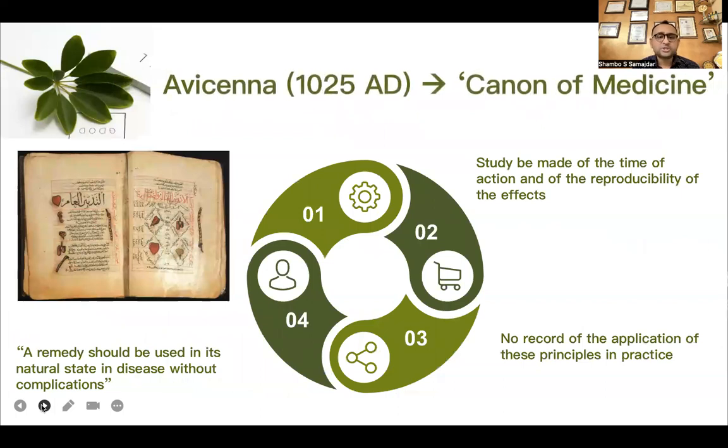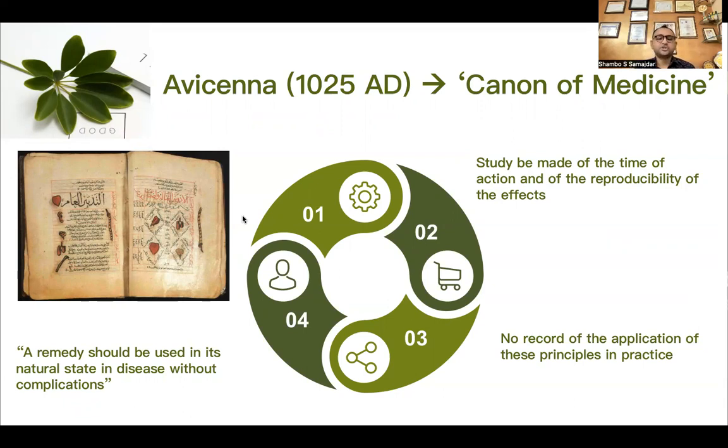Another important piece of history is Avicenna, the Canon of Medicine. And this Canon of Medicine is very important. Why? A few important principles were written there. Study should be made of the time of action and reproducibility of the effects of the drugs. So this was the first concept given in that book. But yes, there was no record of the application of these principles in practice.